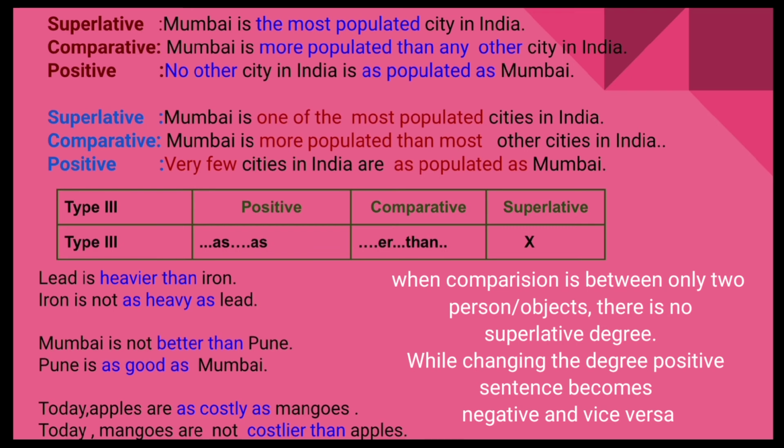Our first sentence was negative. So our positive degree became a positive sentence. Why are we doing these changes? To maintain the meaning of the sentence. Today apples are as costly as mangoes. This sentence is in positive degree. So while making it comparative, we are going to write, today mangoes are not costlier than apples. So this is our type 3.